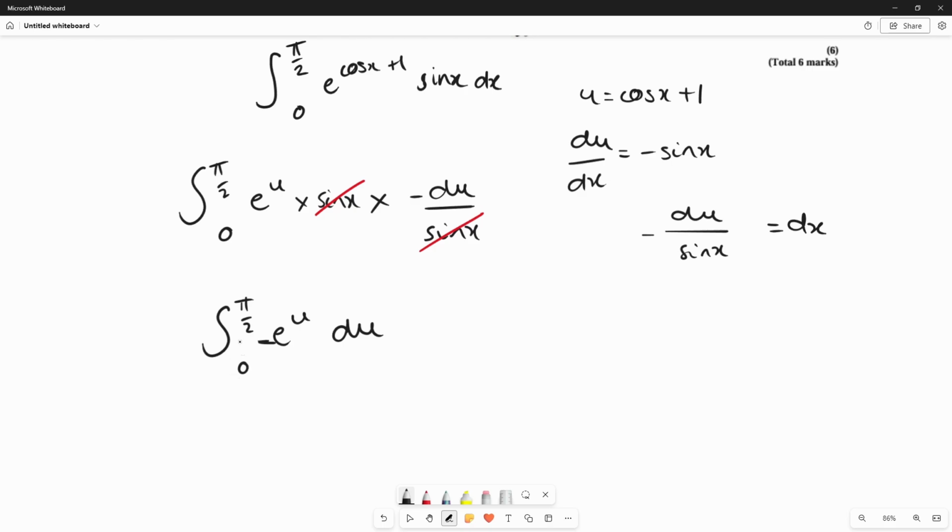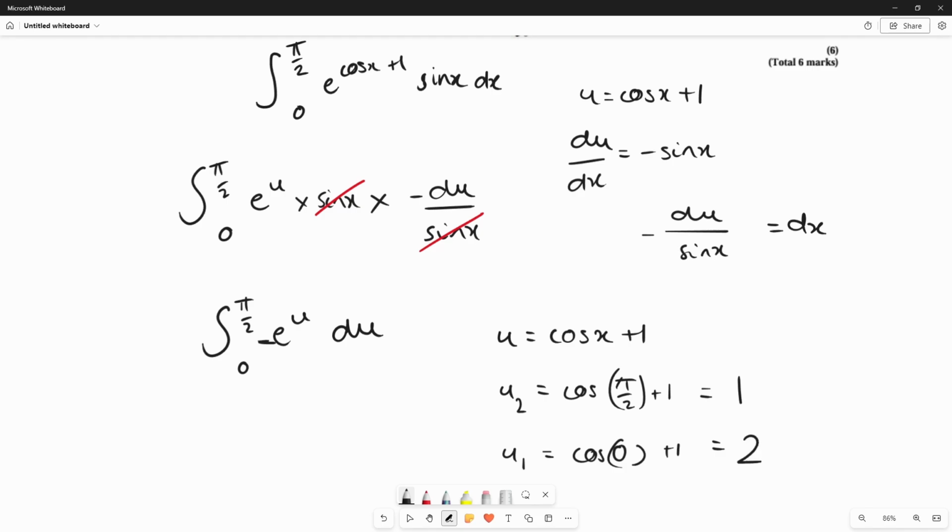But remember that the limits we have are in terms of x, so we're going to want to find the limits in terms of u so that we can integrate with respect to u. Because we know the substitution u equals cos x plus 1, we can substitute pi over 2 into that. So write u2 for the top limit, cos pi over 2 plus 1, and the bottom one will be u1, we'll write cos 0 plus 1. Cos pi over 2 plus 1 is 1, and cos 0 plus 1 is 2.